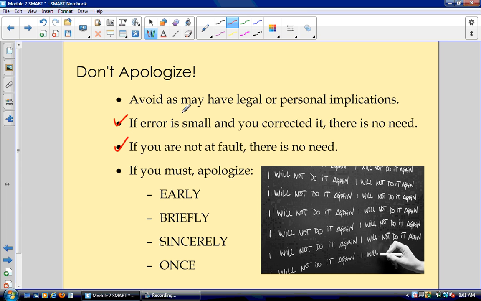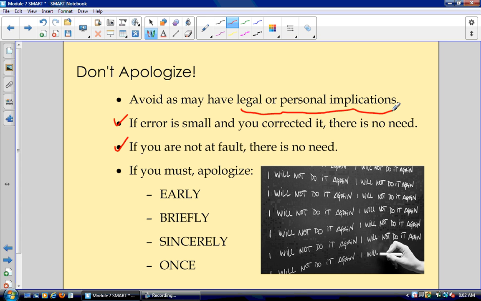And what's more, if you do apologize in situations where you or your organization really are not at fault, it may later have legal or personal implications for your organization or your role at your job. So if you get yourself into a situation where you've admitted fault, now the organization is liable, there could be all kinds of legal implications, issues, lawsuits, things like that. So avoid apologies is my rule of thumb.